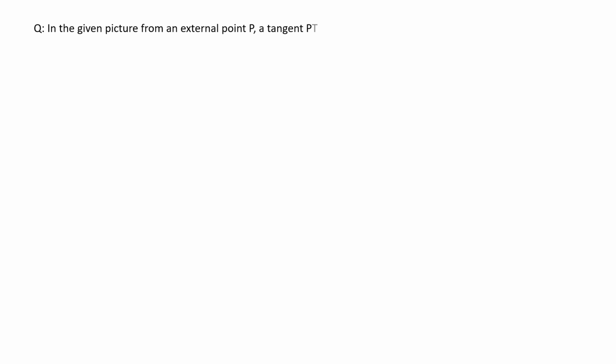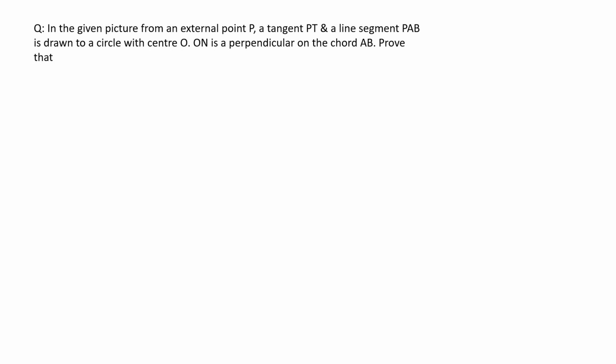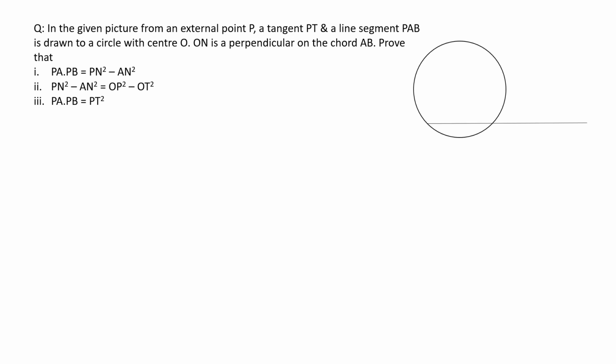In the given picture, from an external point P, a tangent PT and a line segment PAB is drawn to a circle with center O. ON is perpendicular to the chord AB. Prove that: first, PA into PB equals PN square minus AN square; second, PN square minus AN square equals OP square minus OT square, and PA into PB equals PT square. Let's draw the picture first.